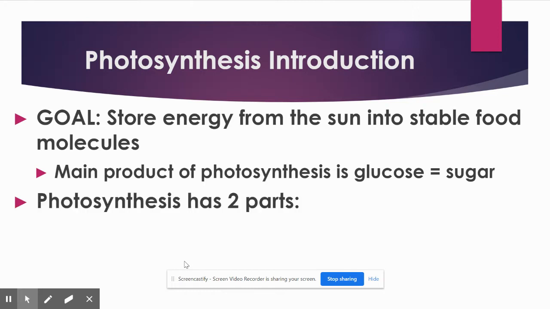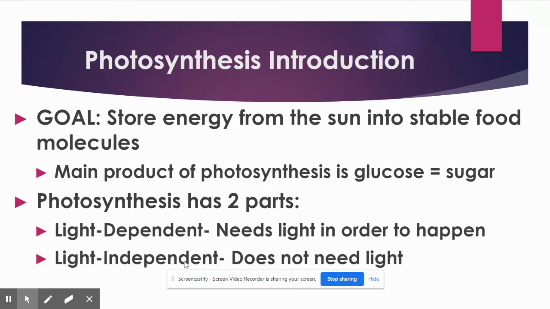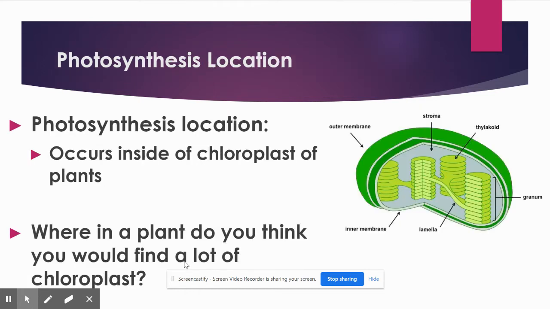And photosynthesis has two parts. We have the light-dependent reaction. And if something depends on something, it means it needs it. So the light-dependent reaction needs light in order to happen. And then there's the light-independent, and that does not need light. It doesn't mean it happens at night or in the dark. It happens during the day too. It just doesn't need light to happen.